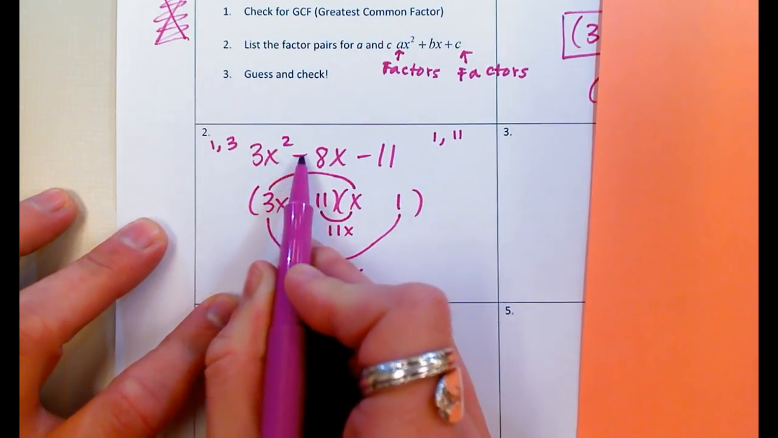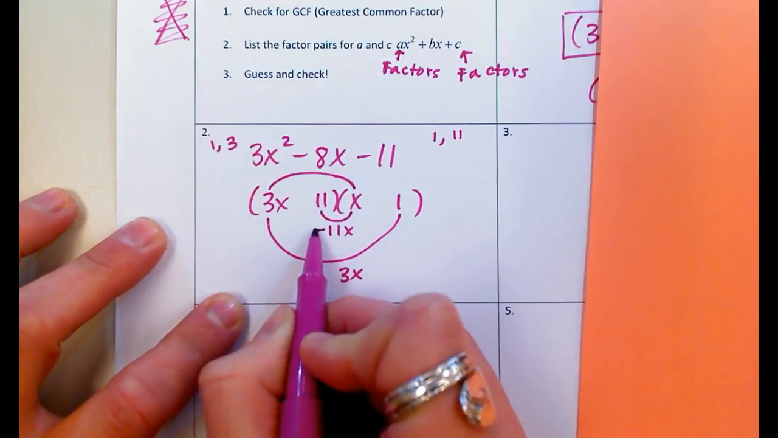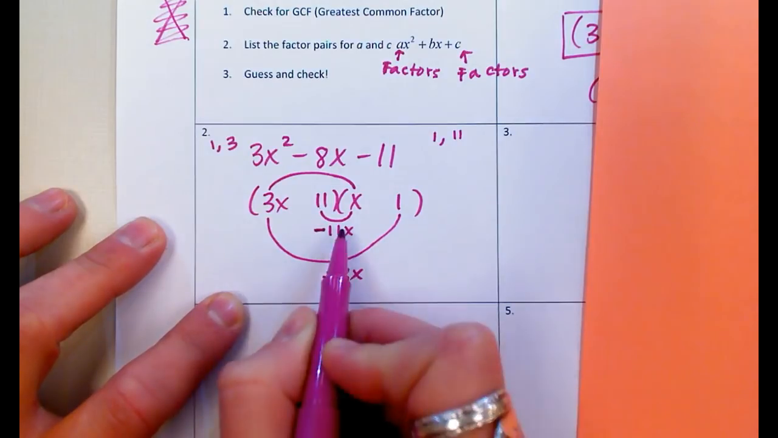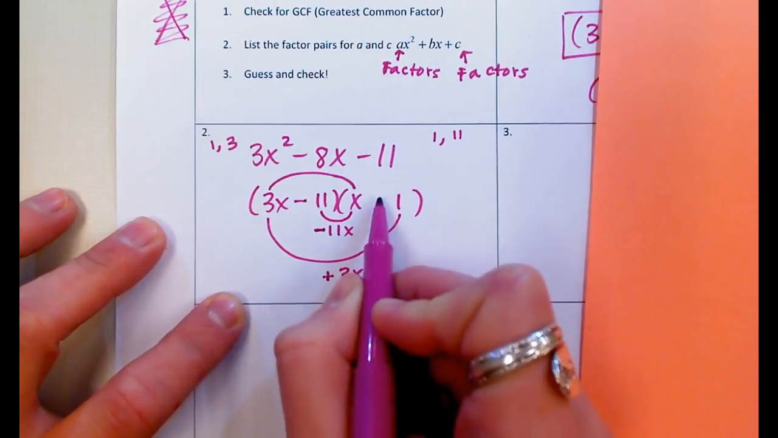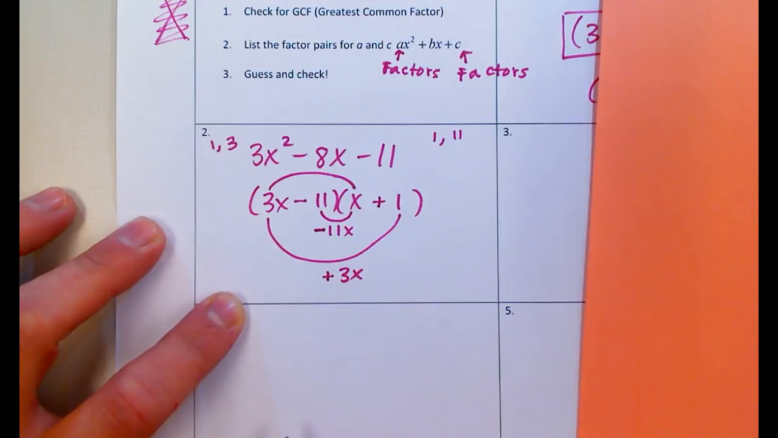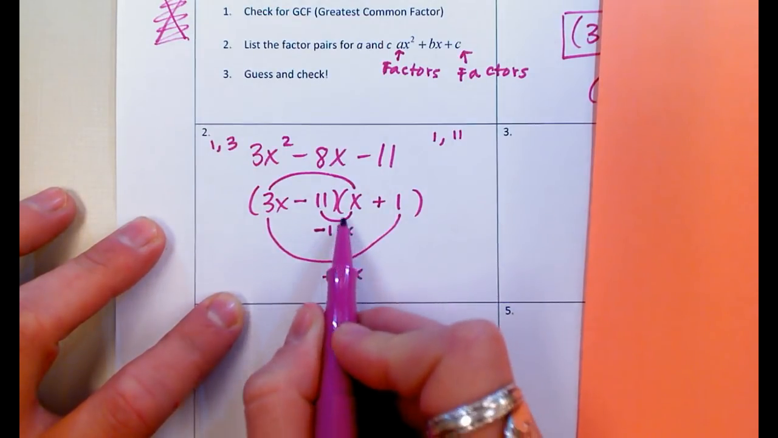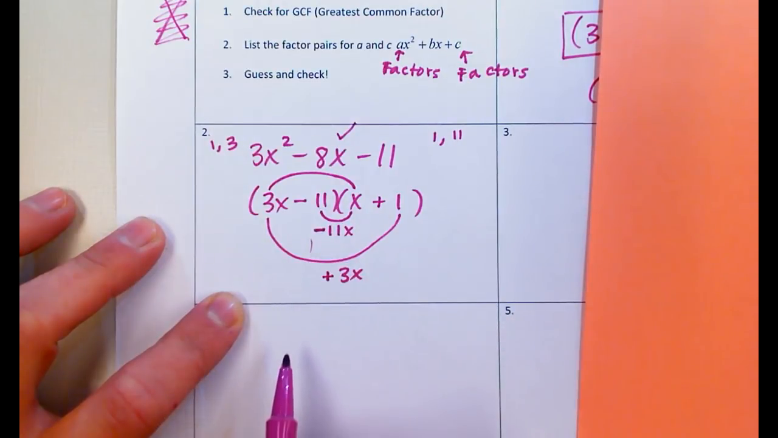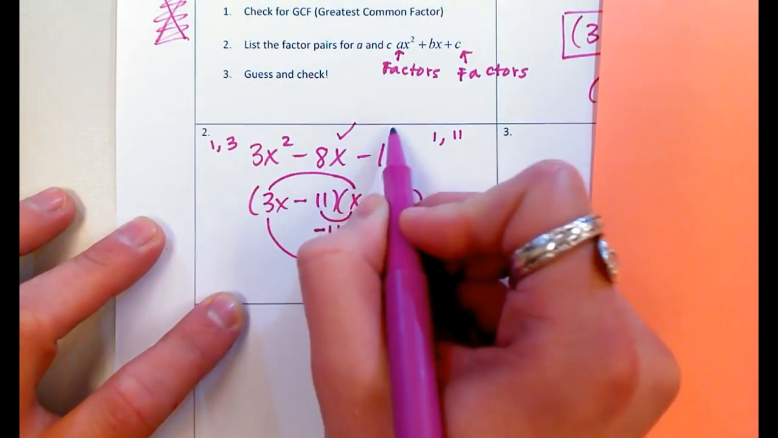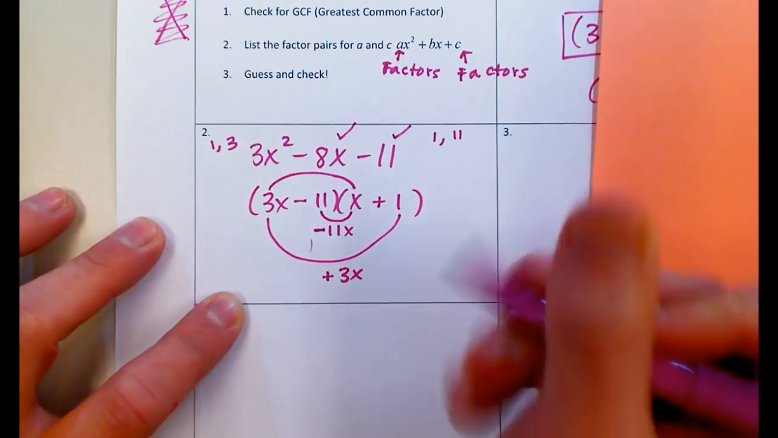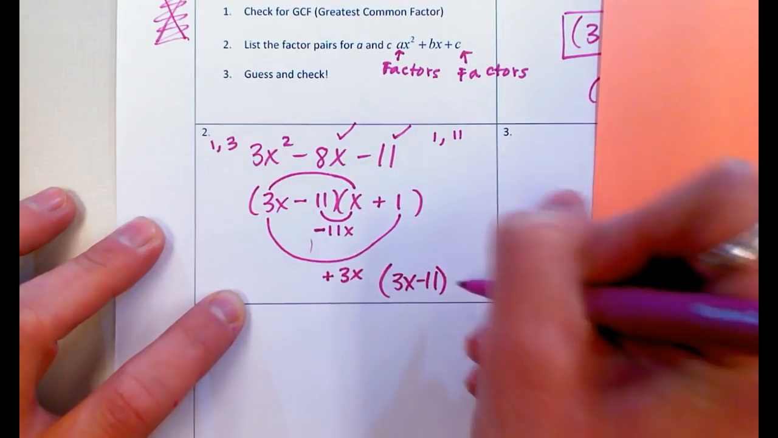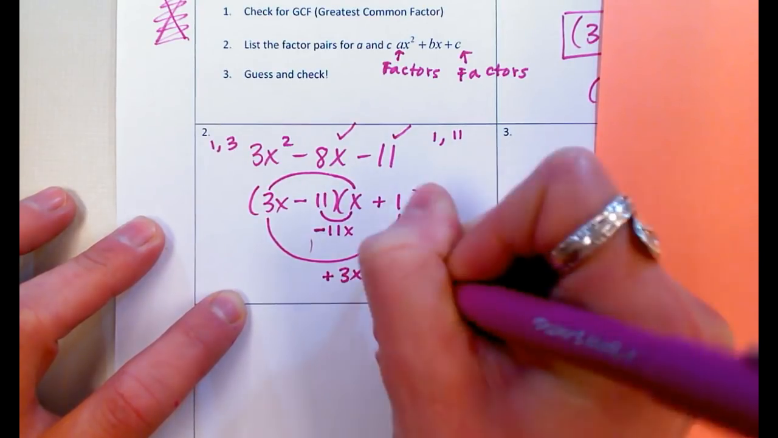In order to get negative 8x, I need negative 11x and positive 3x. That means 11 is negative and 1 is positive. So I can check this all now. We have negative 11x plus 3x to get my negative 8x. And negative 11 times 1 gets negative 11. So my solution is 3x minus 11 times x plus 1.